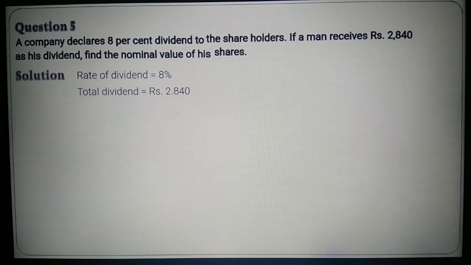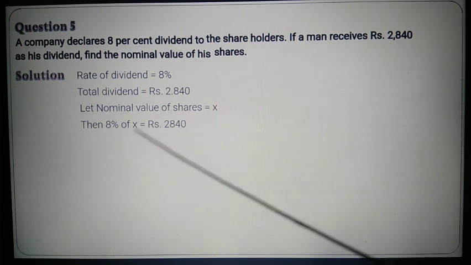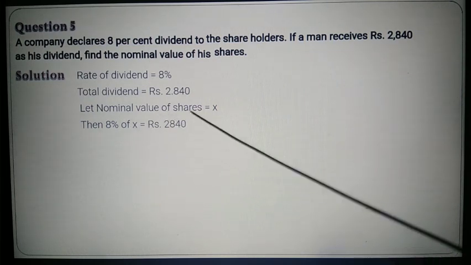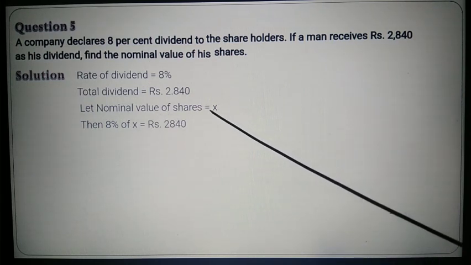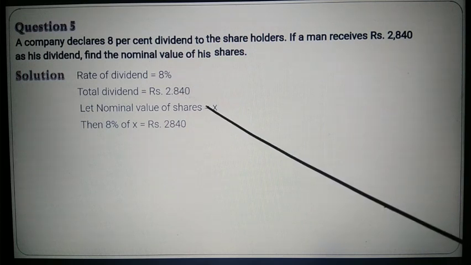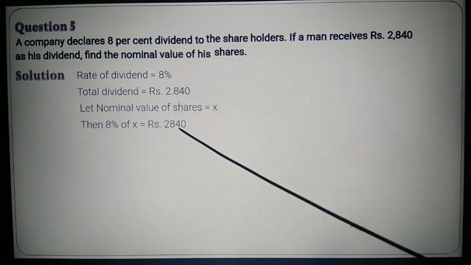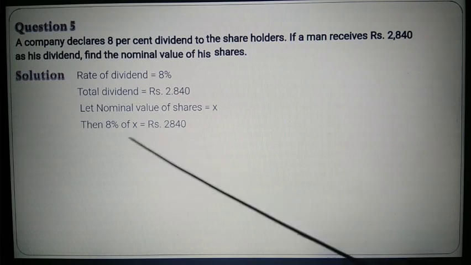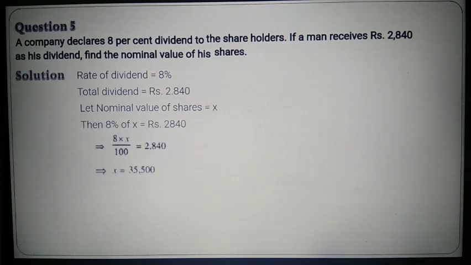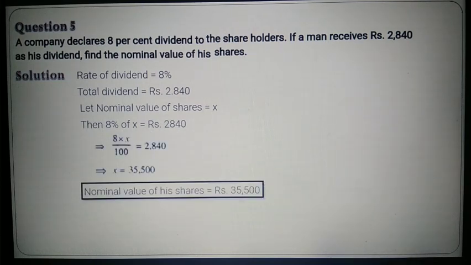Whatever is given, I've just noted down. Now I'm going to call my nominal value of shares rupees x. 8% of x. Now nominal value is this much, right? And 8% of this is nothing but the total dividend which I receive, yes or no? So from here we'll calculate the value of x, which turns out to be this much. So my nominal value of shares is rupees 35,500.